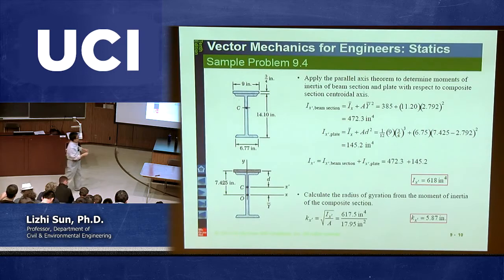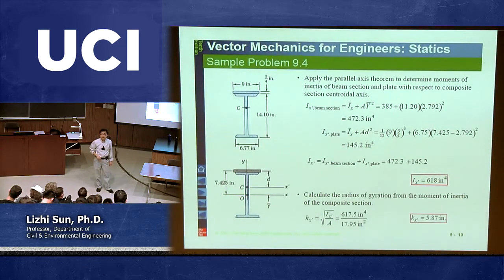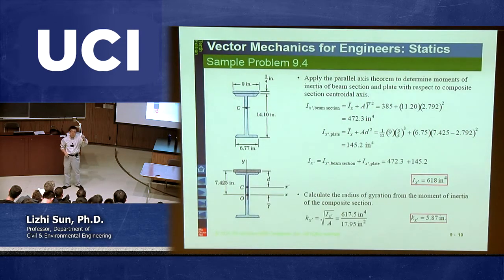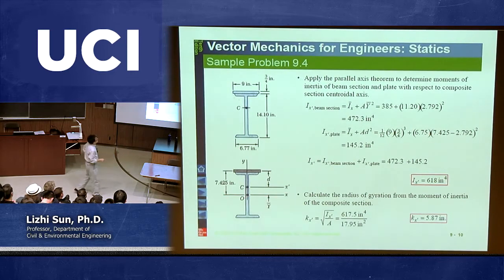We are not going to calculate the moment of inertia with respect to the x-axis. Why? Because the question asks us to calculate the moment of inertia with respect to an axis passing through the global centroid. This is the global centroid. That's why it's called x prime. It's not this one. Okay? So our final goal is to calculate the moment of inertia with respect to x prime.